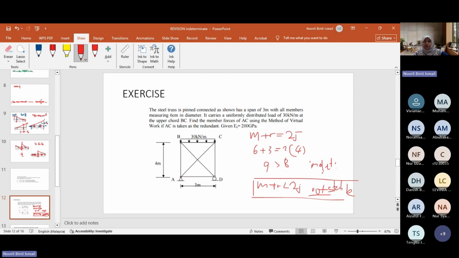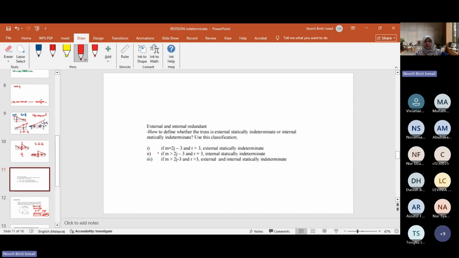So now, if this truss is indeterminate, the first thing you need to know is the redundant. Is it external or internal redundant? If the truss type is indeterminate, then you need to find external or internal. So how do we know? You can use this: M equal to 2J minus 3 and R more than 3 is external. If M more than 2J minus 3 and R equal 3, internal.